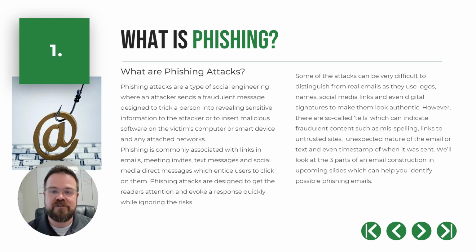Some of the attacks can be very difficult to distinguish from real emails as they use legitimate logos, names, social media links, and even digital signatures to make them look and feel more authentic. However, there are so-called tells which can indicate fraudulent content, such as misspellings, links to untrusted sites, unexpected natures of emails or text messages, and even date and time stamps of when the message was sent. In today's session, we will be looking at the 3 parts of an email construction in upcoming slides, which will help you identify possible phishing emails.